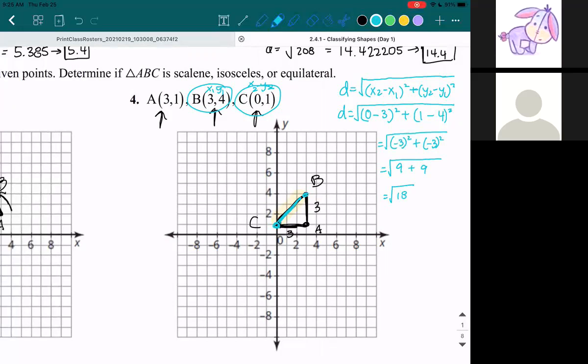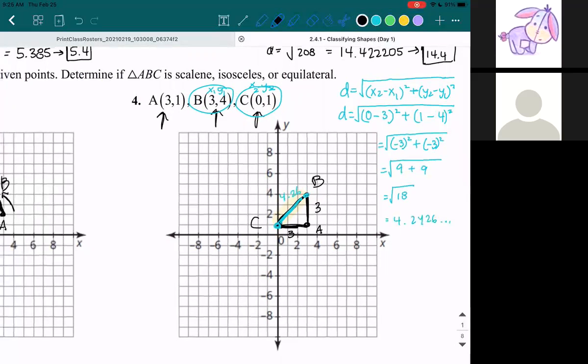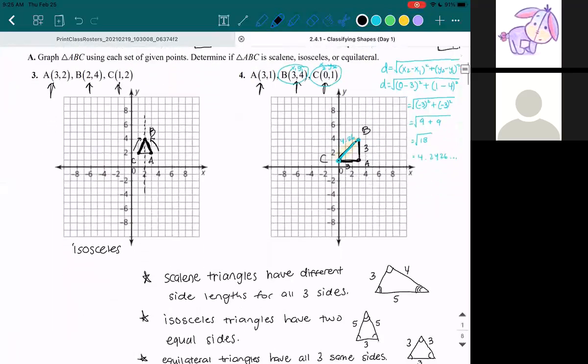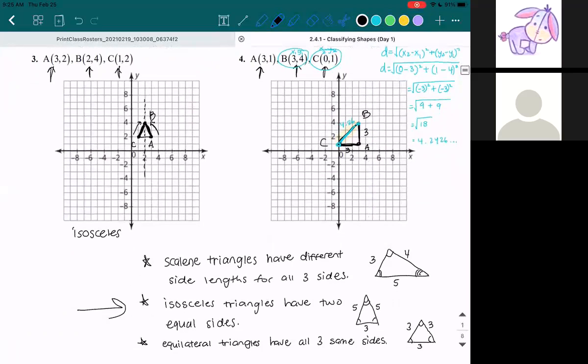And then let's calculate that, which gives us 4.2426, whatever. Is this the same length? No. We have a 3, a 3, and a 4.26. So now that we've used the distance formula, we can tell that we have 2 equal sides, but not 3, therefore making this an isosceles triangle. Remember, isosceles triangles have 2 equal sides, according to our definition on the bottom. So I'm going to write isosceles.